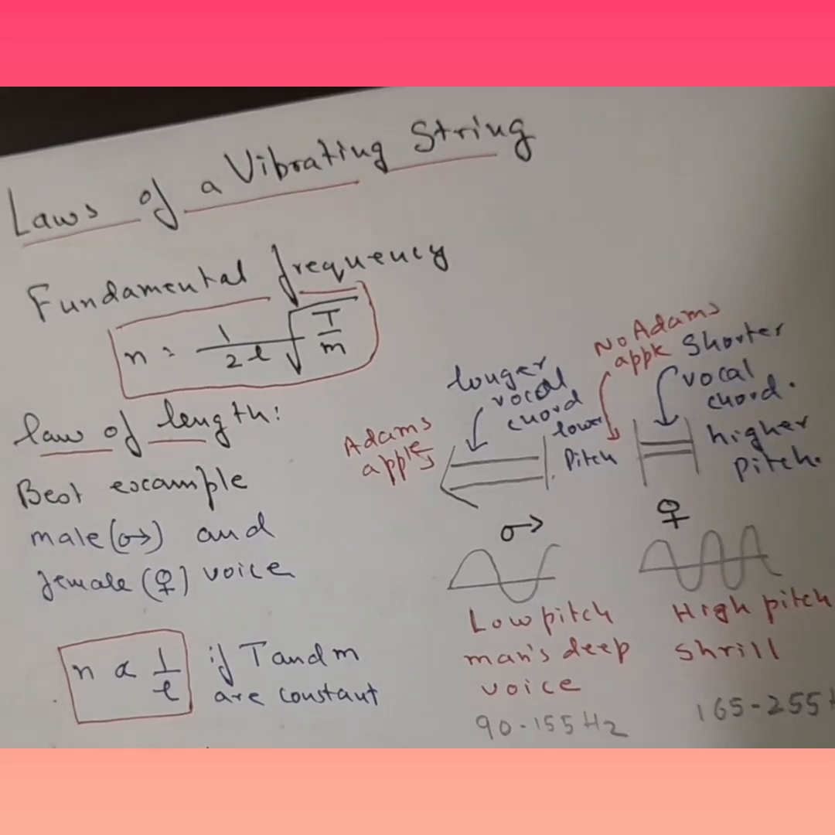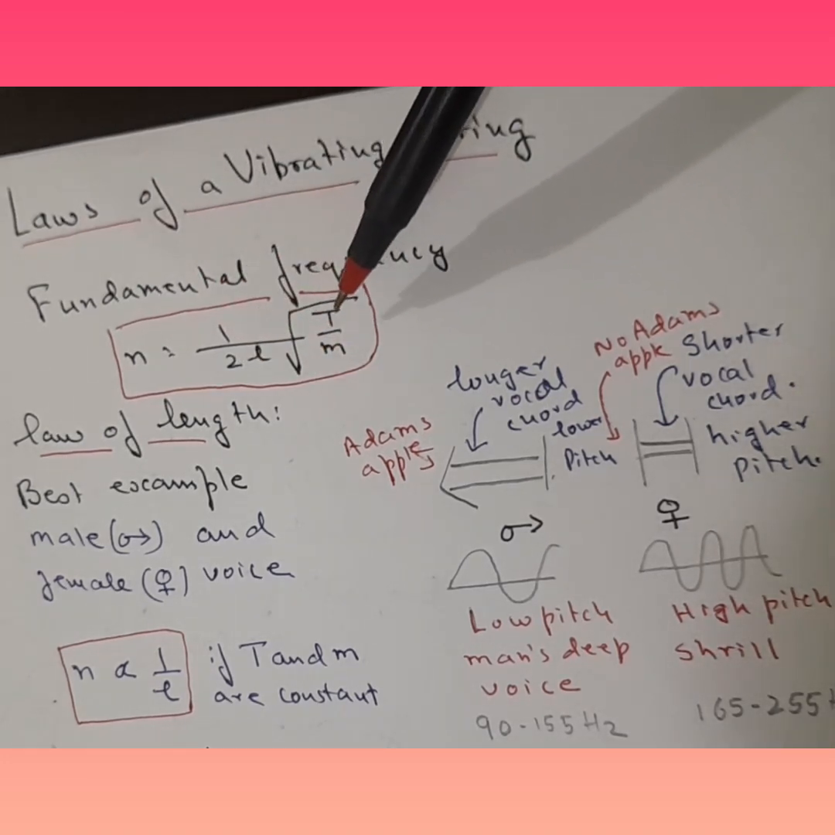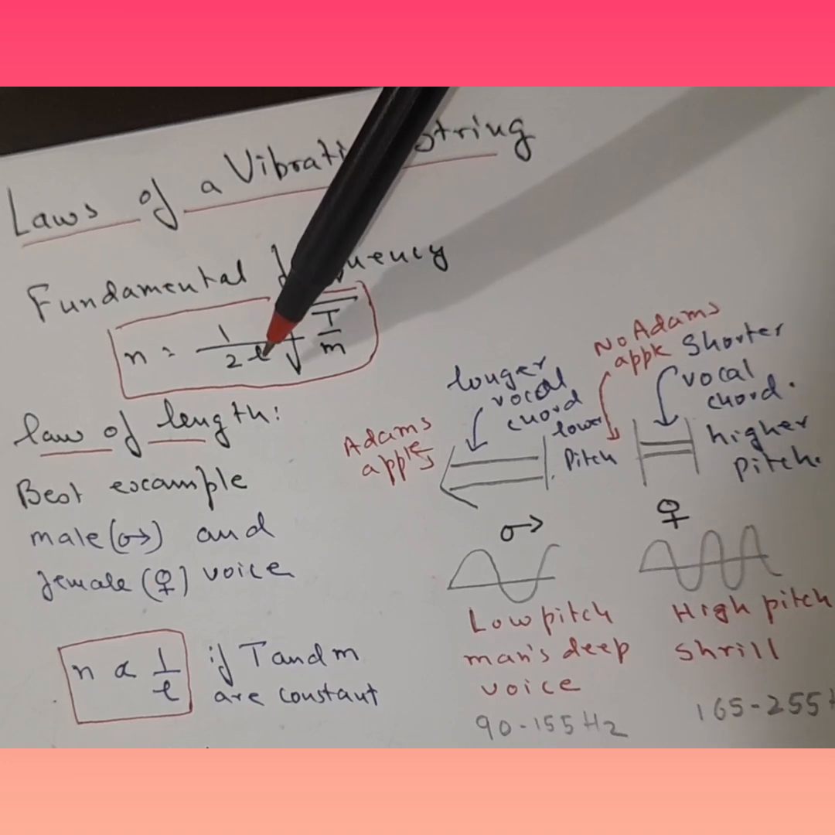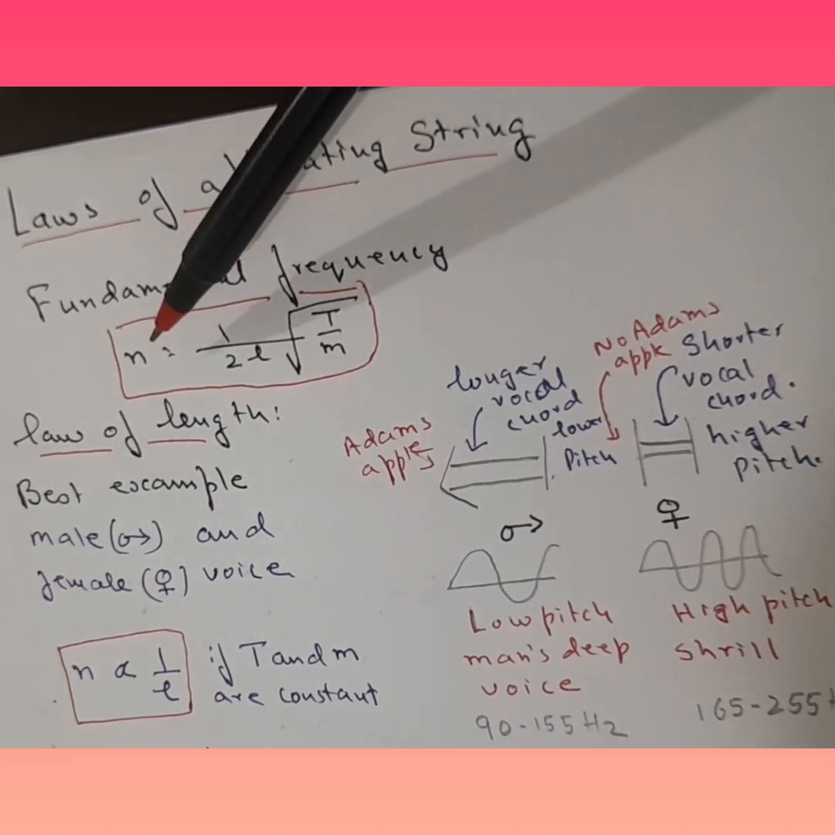Okay guys, let's try and understand laws of vibrating string. First of all, what we intend to check out is the formula for fundamental frequency. It is n is equal to 1 upon 2L root T over M, where T is tension, M is mass per unit length, and L is length of string, in which we have generated the frequency.